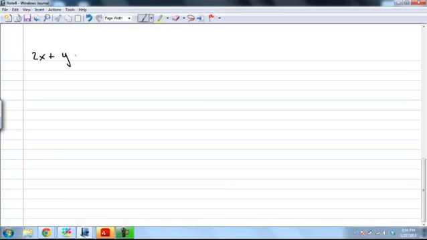we have 2x plus y minus 3z equal to 1. 5x plus 2y minus 6z equal to 5. And my final equation, 3x minus y minus 4z equal to 7.